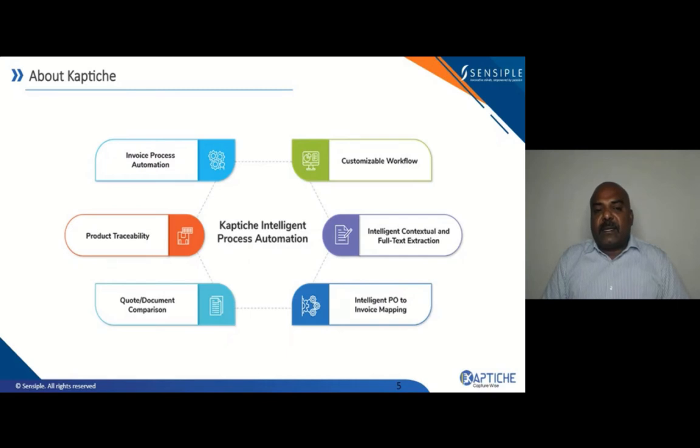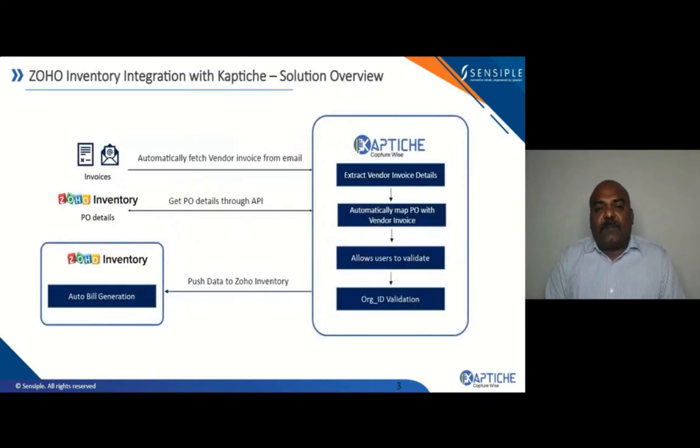And Kaptiche can be integrated with any third-party applications such as CRM and SAP that are available today. One such integration is with Zoho Inventory, where the bills can be generated automatically without any human intervention, without typing in any data. Okay, here's a solution overview of our Kaptiche solution and also its integration with Zoho Inventory.